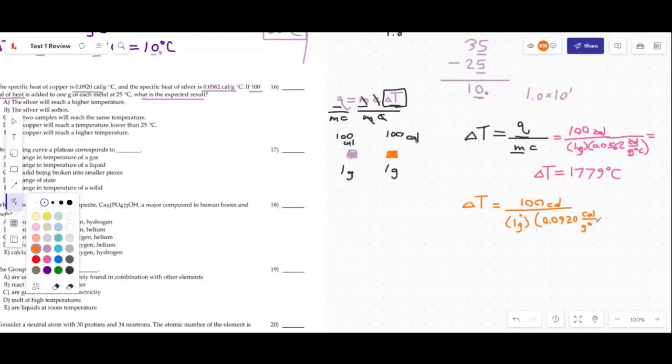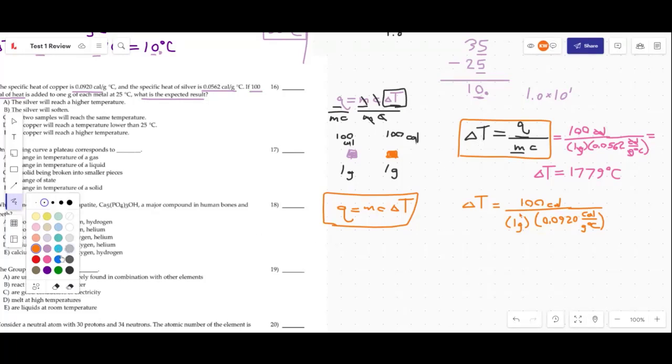I'm a little confused on how you know to use the 100 calories on top. Is that a specific formula that you're using to do that? Well, I'm just using Q equals m c delta T, and I just rearranged it to solve for change in temperature. This equation and this equation are the same equation. I just divided both sides by mass and specific heat to solve for delta T.